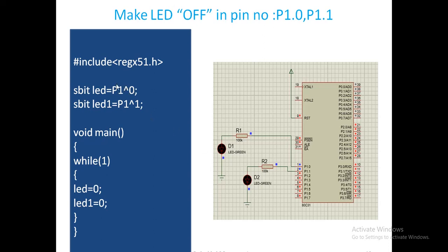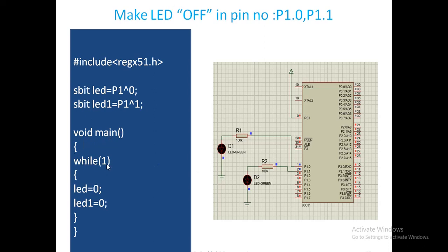Because I am using only one bit of port 1, I use the keyword or data type sbit. sbit LED = P1^0. So P1^0 is now assigned to LED. Why? For our comfort, rather than using P1^0, I can simply use LED. Likewise, sbit LED1 = P1^1. So P1^0 is assigned to this LED, that is D1, and P1^1 is assigned to LED1, this LED.